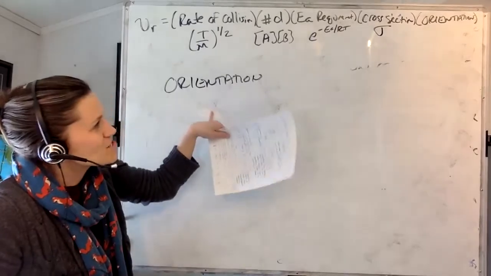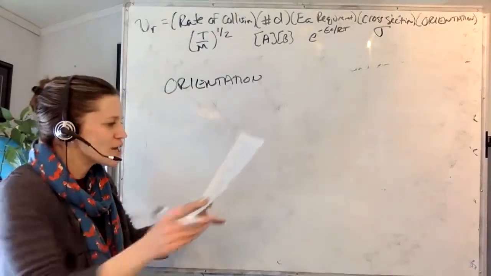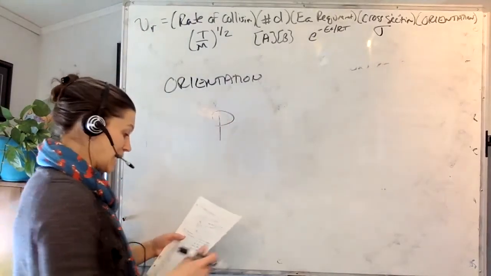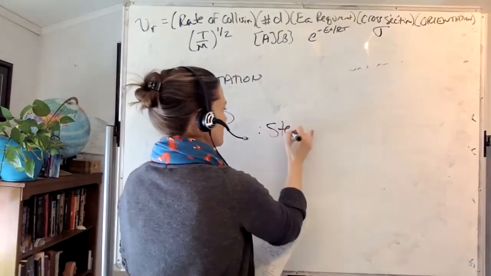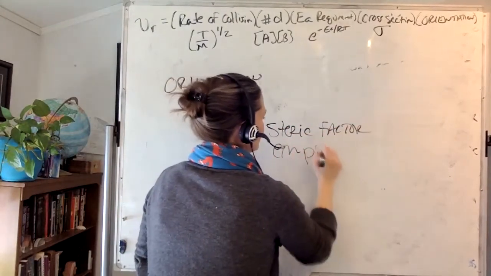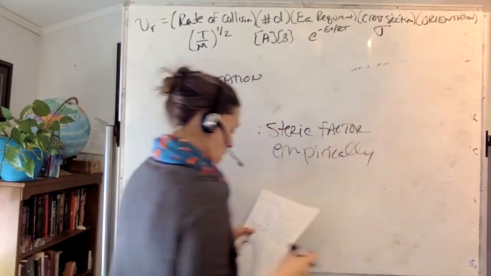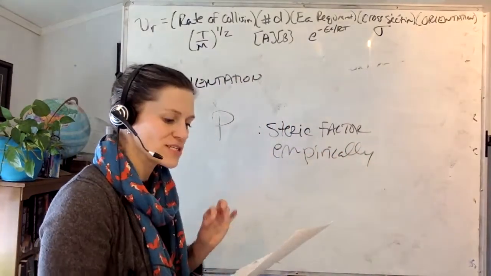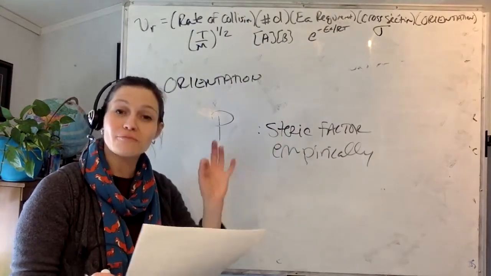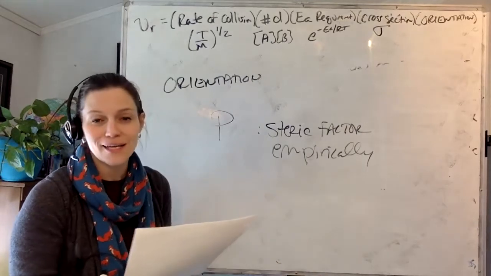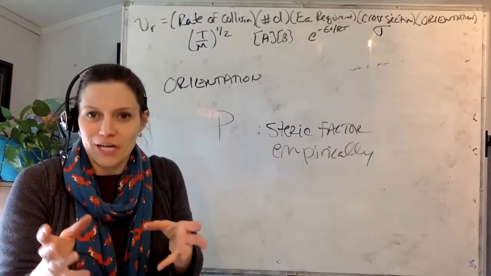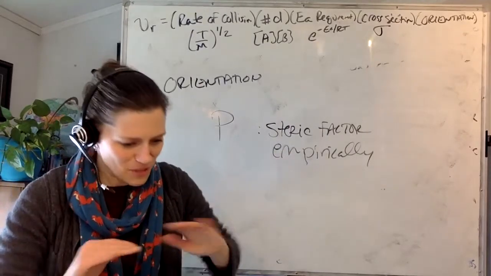Orientation, last one. Okay, so now we've got orientation. How do we take this into account? I am not kidding, with just an empirical factor called P. This is called the steric factor. It is empirically determined. And it is a quantity that represents how much or how little steric effects cause a deviation from simple collision theory. I'll say that again: this is a quantity that represents how much steric hindrance actually affects it. And again, it's determined empirically.